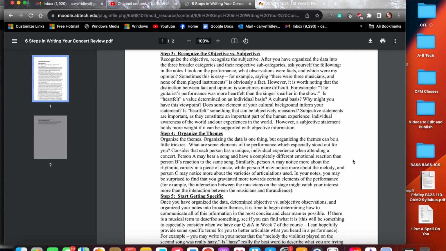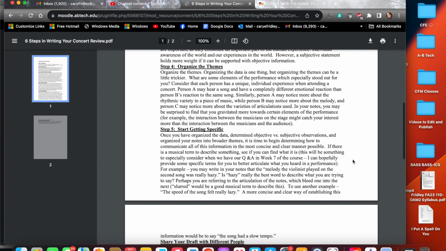Step 5, start getting specific. Once you have organized the data, determined objective versus subjective observations, and organized your notes into broader themes, it is time to begin determining how to communicate all of this information in the most concise and clear manner possible. If there is a musical term to describe something, see if you can find what it is. For example, you may write in your notes that the melody the violinist played on the second song was really hazy. Is hazy really the best word to describe what you're trying to say?